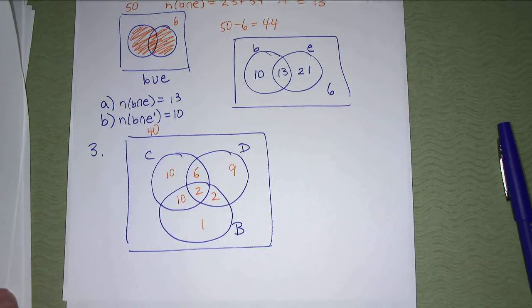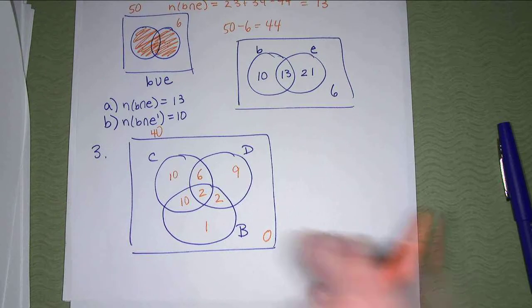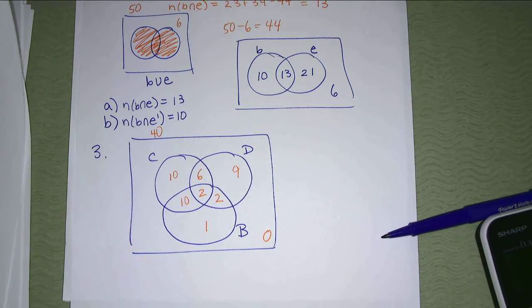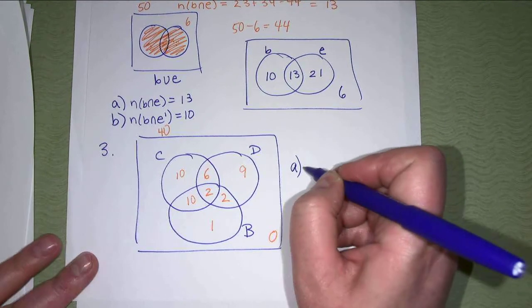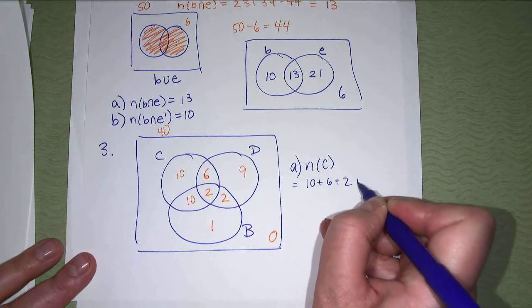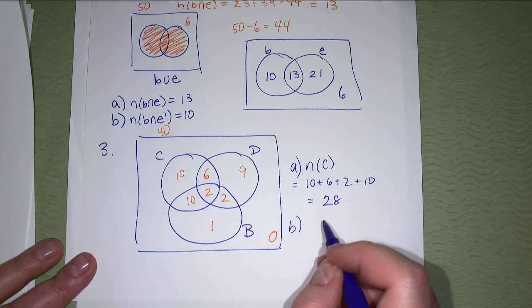Add up all those numbers. I get 40. So what would be out here? 0. So everyone picked at least one. Right? How many students like cats? So 10 plus 6 plus 2 plus 10, 28. And how many liked at least 2 pets?